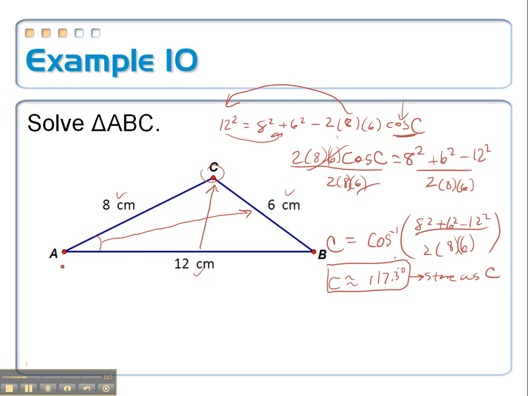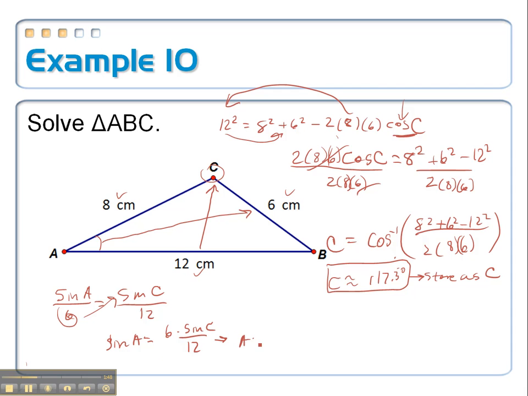We're looking for an angle, so it goes on top. Sine A over 6 equals sine of, now instead of writing that 117, I'm going to write sine C over 12. Just multiply the 6 up there. So sine of A equals 6 times the sine of C all over 12. And then I have to take the inverse in order to solve it.